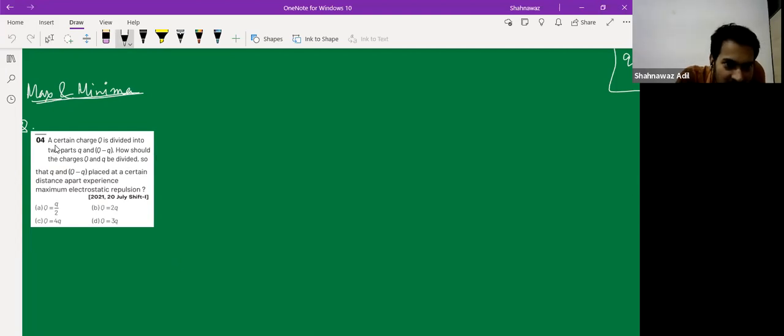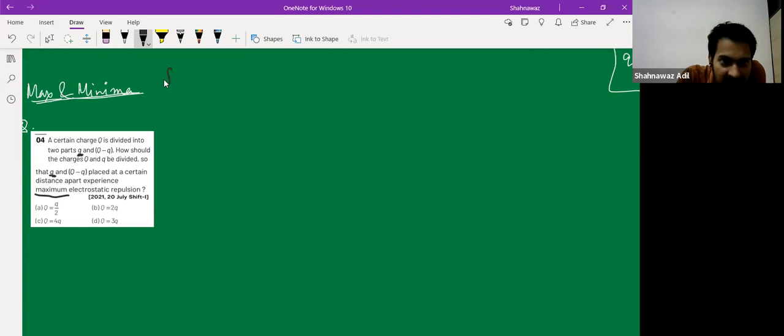Okay, so a certain charge Q is divided into two parts, q and Q minus q. How should the charge Q be divided so that q and Q minus q placed at a certain distance apart experience maximum electrostatic repulsion, right? So this is maxima we have to calculate, and remember, this is the function of q, right?